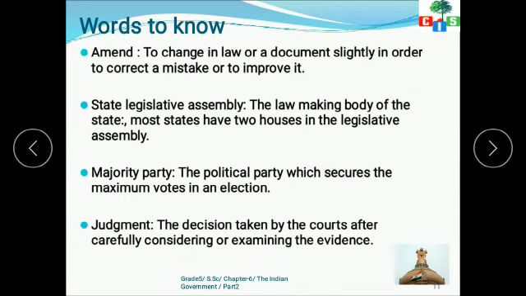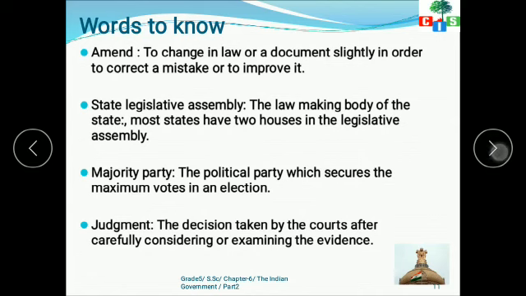Now after that we have state legislative assembly, the law making body of the state. Most states have two houses in the legislature. Okay, next, majority party: the political party which secures the maximum votes in an election is called the majority party. And last is judgment: the decision which is taken by the court after carefully considering or examining the evidence is called a judgment. Okay, so these are all the important words which you must remember.